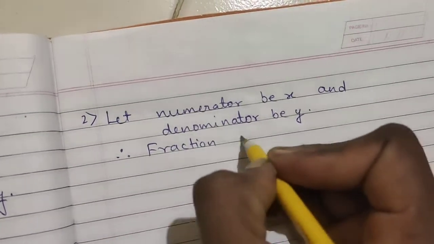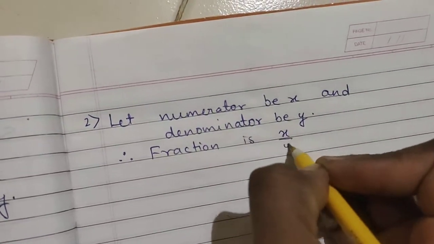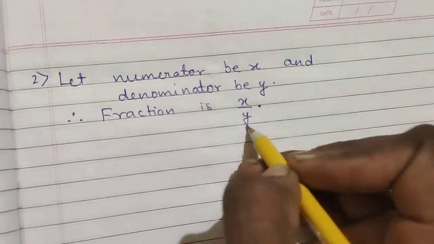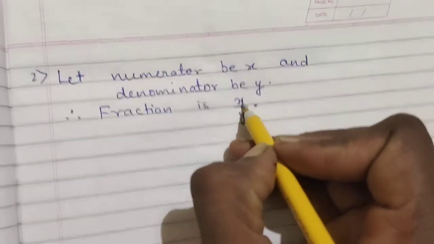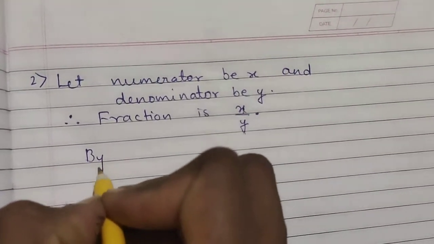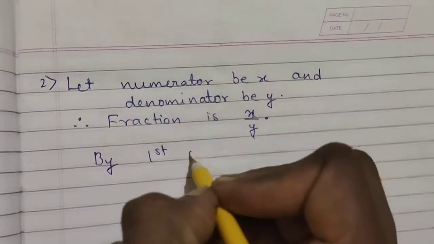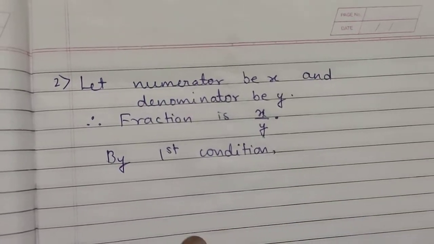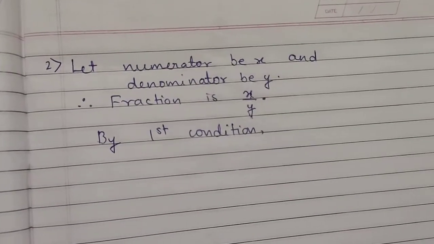Therefore the fraction is x upon y, because it is numerator upon denominator. So your fraction is x upon y, that means the numerator is x and the denominator is y. Now we are going to use the first and second conditions to form equations. First we will use the first condition. Now what is our first condition?